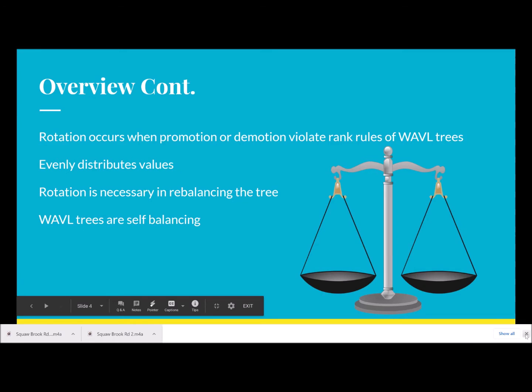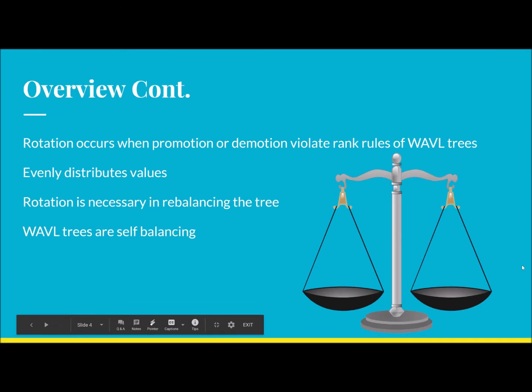When promotion and demotion violate the rank laws of WAVL trees, rebalancing occurs through rotation. Rotation automatically redistributes values in a direction that balances the tree. WAVL trees are self-balancing trees and therefore automatically rearrange the values of nodes to balance the tree. The values of nodes at this point are evenly distributed amongst the trees.